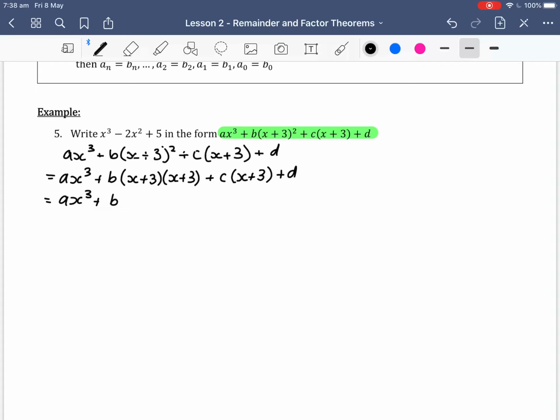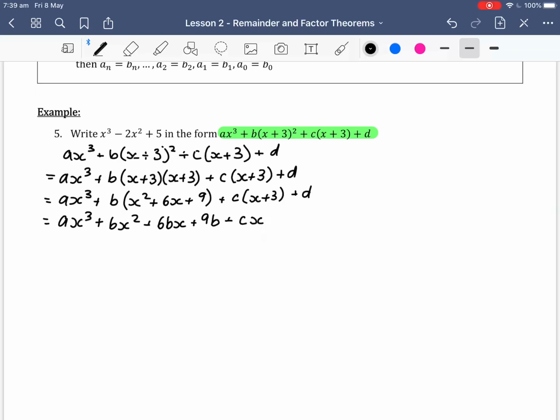So we have ax cubed plus b times (x squared plus 6x plus 9) plus c(x plus 3) plus d. So now we're going to times our coefficients in. So we have ax cubed plus bx squared plus 6bx plus 9b plus cx plus 3c plus d. And then we're going to collect like x's, so like terms.